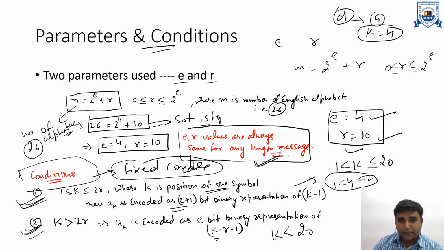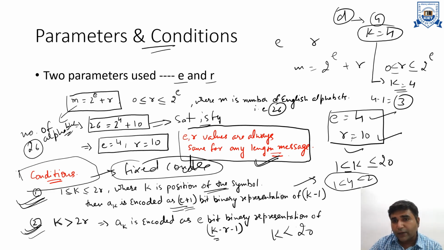When the first condition is satisfied, we have to encode e plus 1 bit binary representation of k minus 1. When k equals 4, the first condition is satisfied. So k minus 1 means 4 minus 1 equals 3. Now we have to encode this 3 in e plus 1 bit binary representation. We know that the value of e is always 4, so 4 plus 1 is 5. So we have to represent this 3 in 5 bit representation.